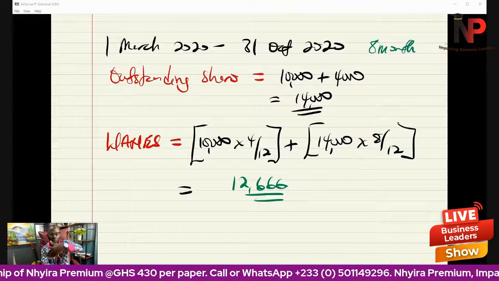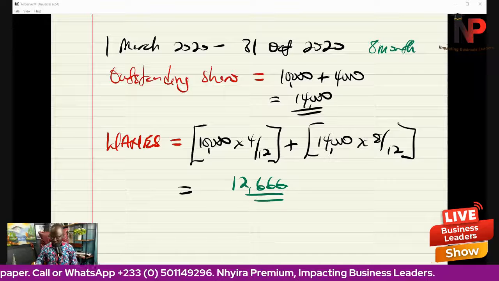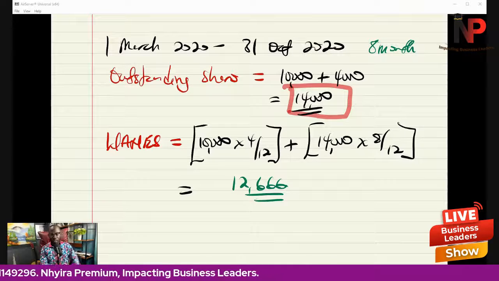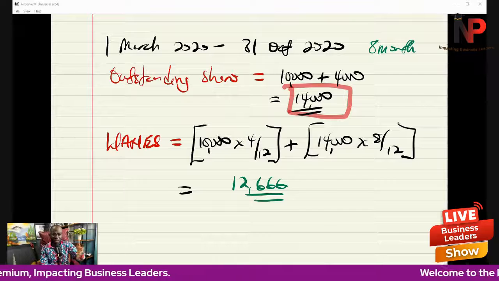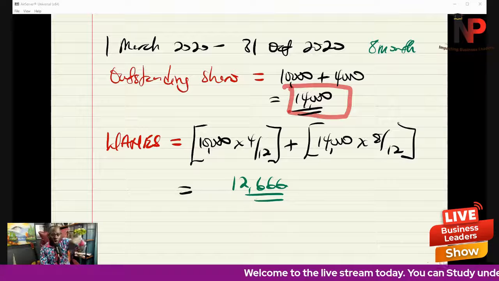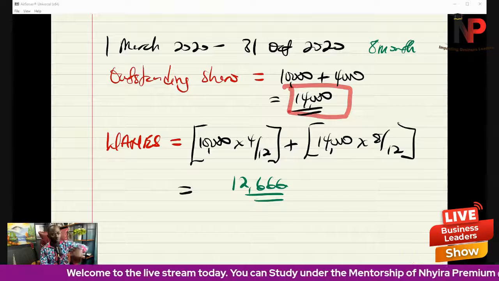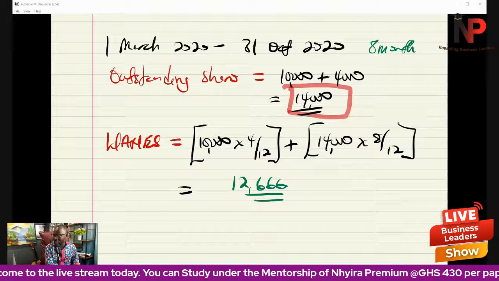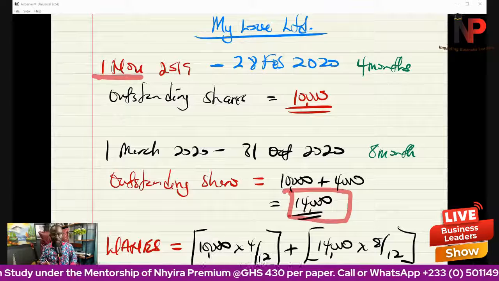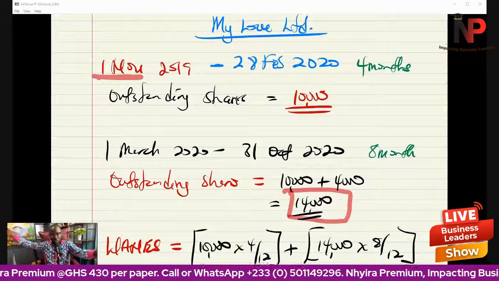Now, why are we calculating this? You see, even though at the end of the year, 31st October, there are 14,000 shares, the principle behind the weighted average number of equity shares is that not all the 14,000 shares qualify for dividend. Not all of them qualify for equal dividend, because somebody was there on 1st November and has been holding the shares from 1st November to 31st October.